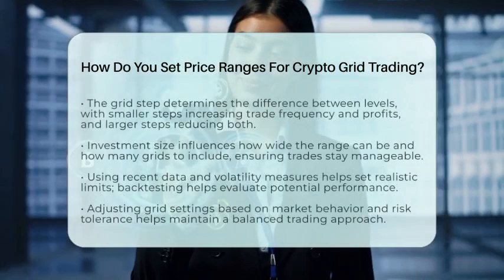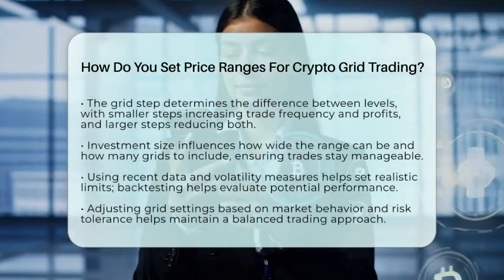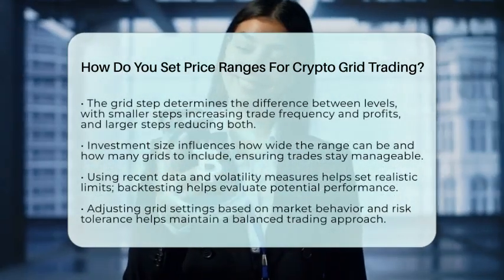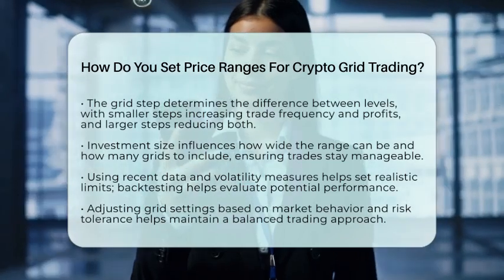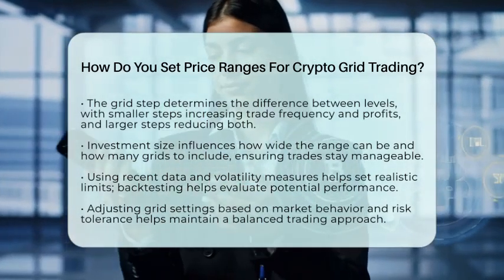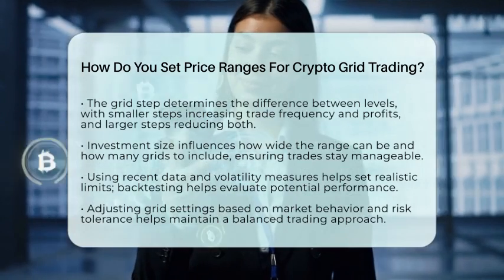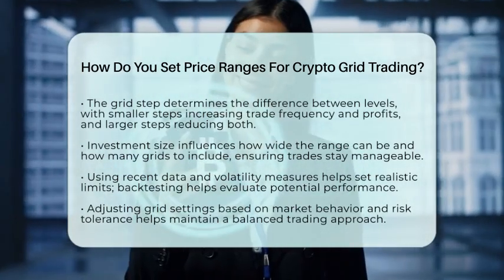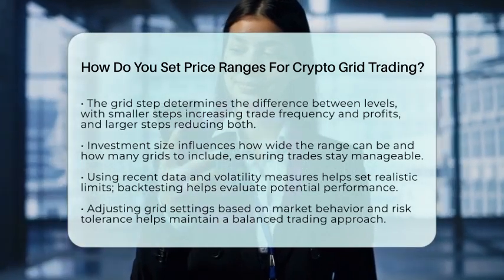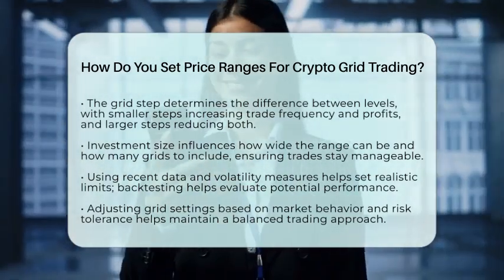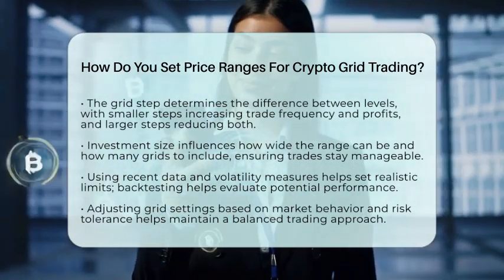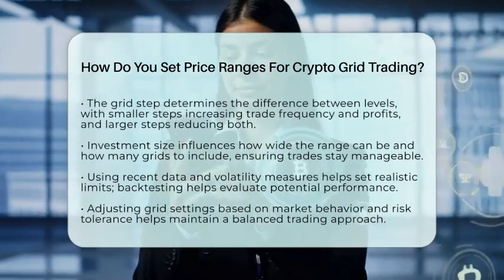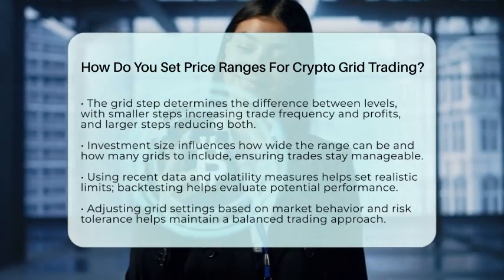Use recent price data and volatility measures to help set realistic upper and lower limits. Always backtest your settings on historical data to see how they would have performed. Adjust your range and grid spacing based on how volatile the coin is and your risk comfort. Remember, the goal is to find a balance where the price stays within your range often enough for your bot to make consistent trades without risking too much.